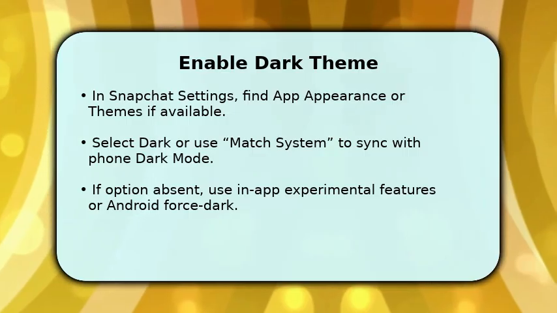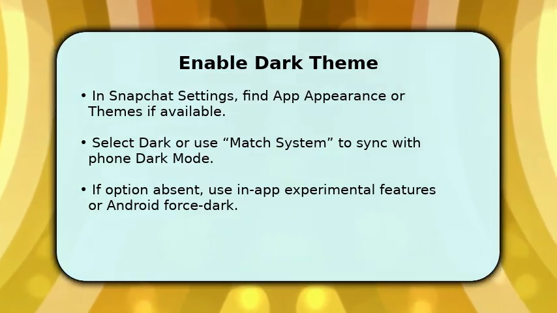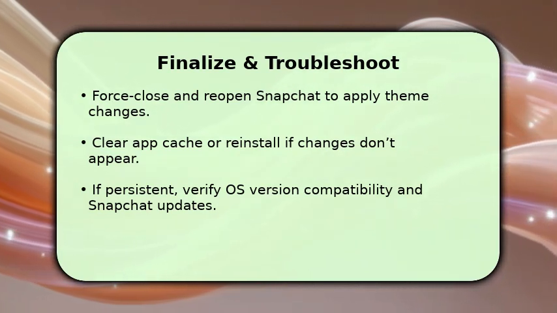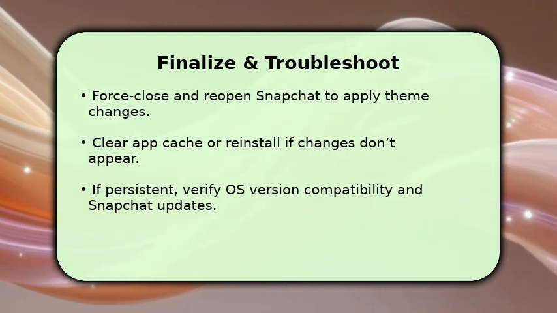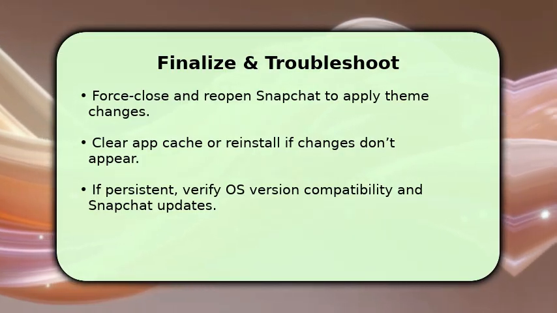Make sure to restart the app after changing settings to apply them fully. Finish by closing and reopening Snapchat so the new theme loads cleanly. If the dark theme doesn't appear, clear the app cache or reinstall Snapchat. That often resolves hidden conflicts.